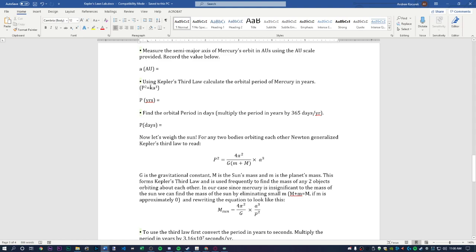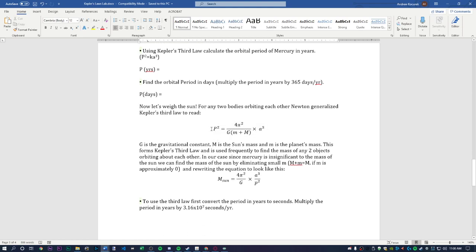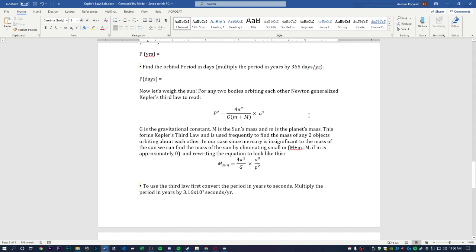So K in this instance, since we're dealing with the solar system, is going to be 1. And it's just there to, when Kepler did this, K was 1 year squared over AU cubed. And he actually didn't know that at the time. Later on, when Newton came around, we had this more generalized form, this 4 pi squared over G times little m plus big M times a cubed. And this is what we use to weigh the sun.